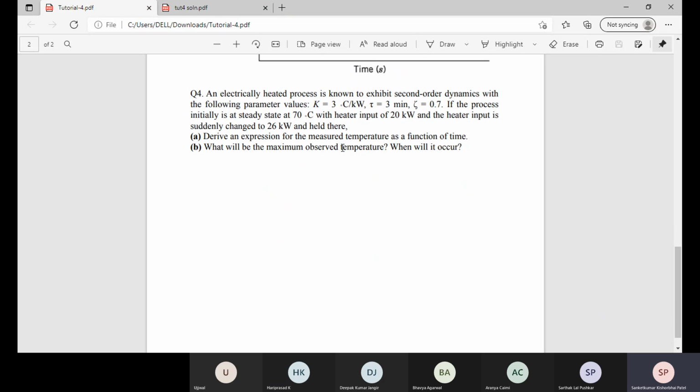And for part B, we need to find the maximum temperature. Just in case this is the maximum, so we need to find this maximum temperature.